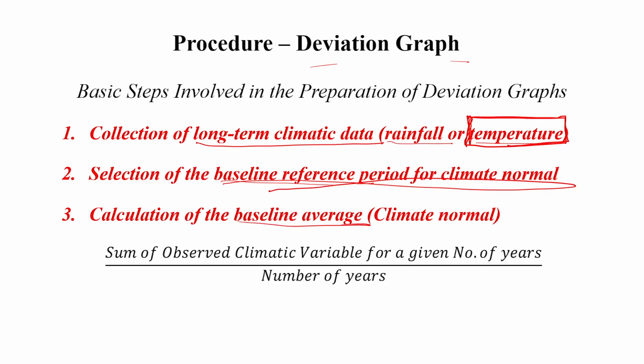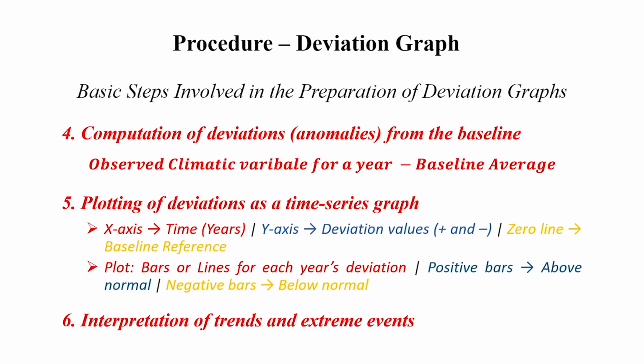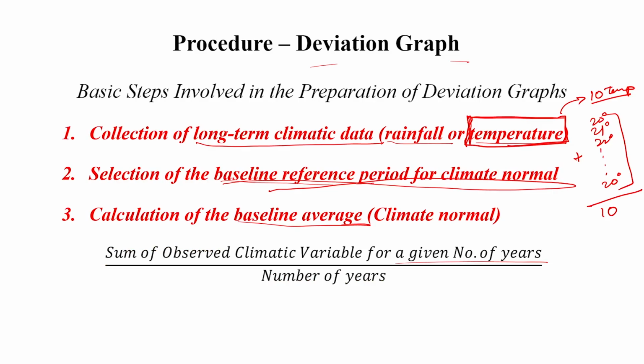How will we do it? Let us say we have 10 years of temperature data: 20 degrees, 21 degrees, 22 degrees and so on, for 10 years. We will add all this data, take the sum of it, and divide it by 10. That is, the sum of the observed climatic variable for a given number of years divided by the number of years. So, we will calculate the baseline average.